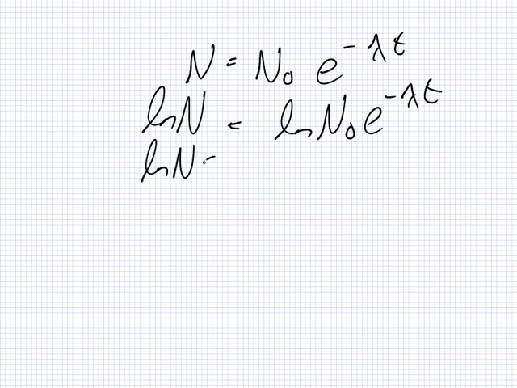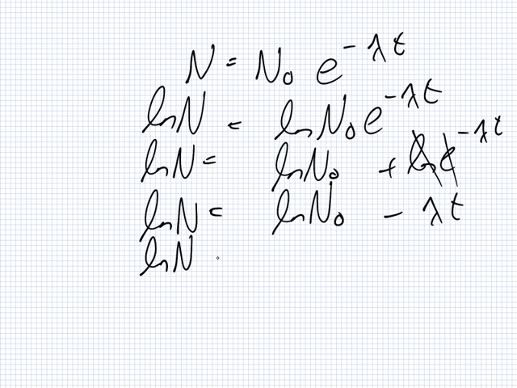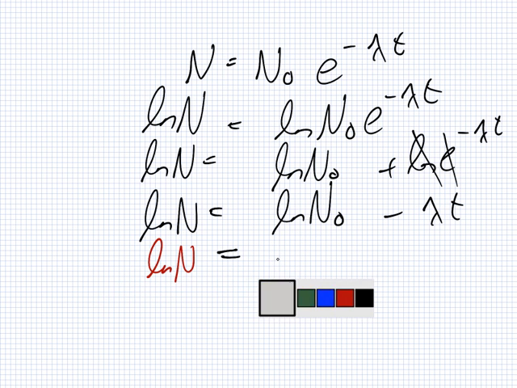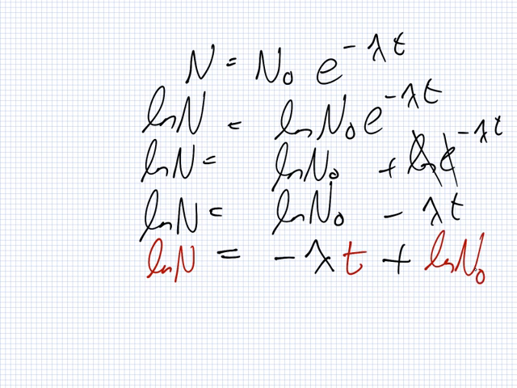Using the first rule of logs, this is log n0 plus log e to the minus lambda t. What happens here? Log and e cancel. So we end up with log n equals log n0 minus lambda t. So we end up with log n equals, hang on, minus lambda t plus log n0.